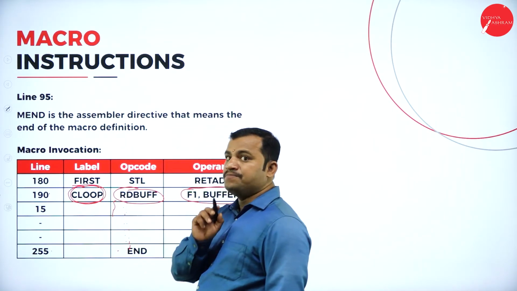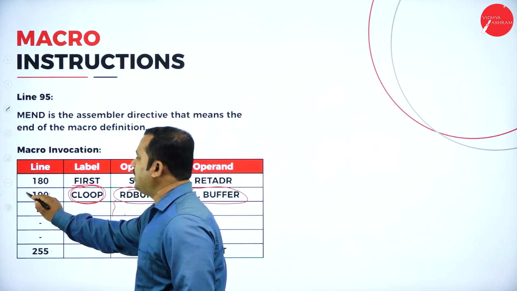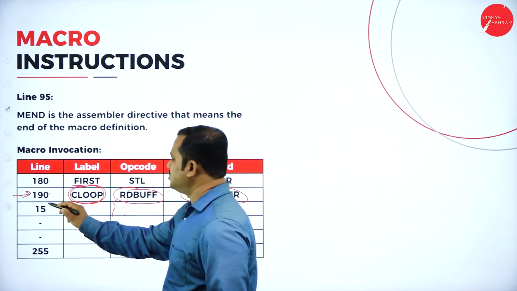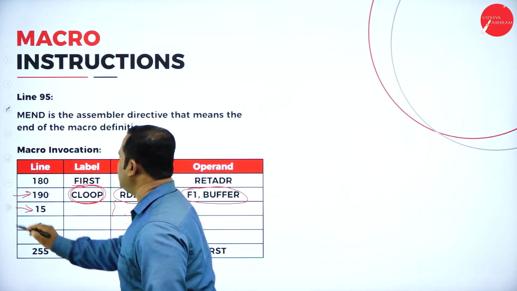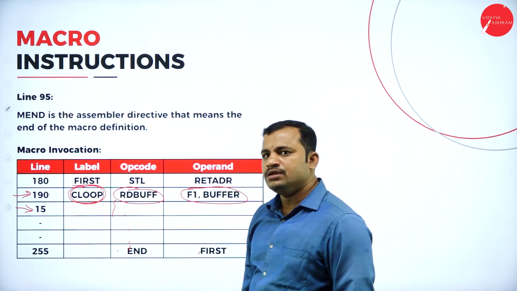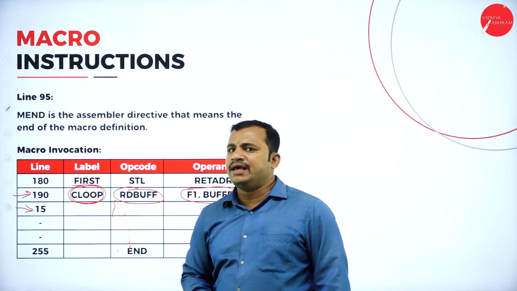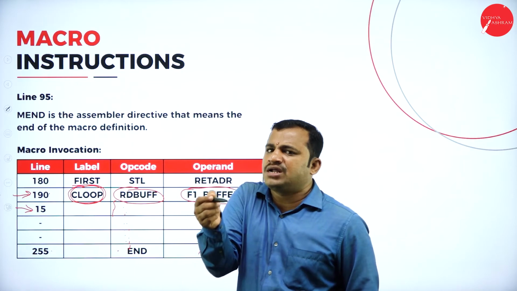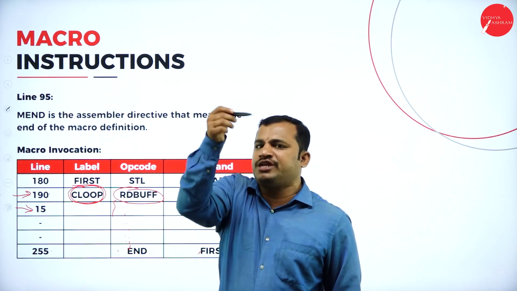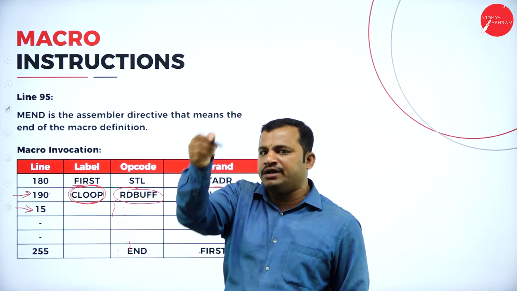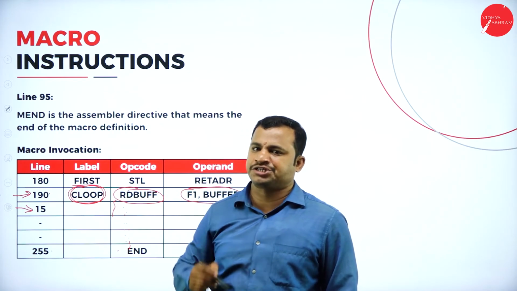Please see to it here. It is available at line number 190. This is available at line number 15. What is the meaning of that? As you all know that a looping is a statement that does the task of repeated execution of statements, the same set of statements. We also call it an iteration.